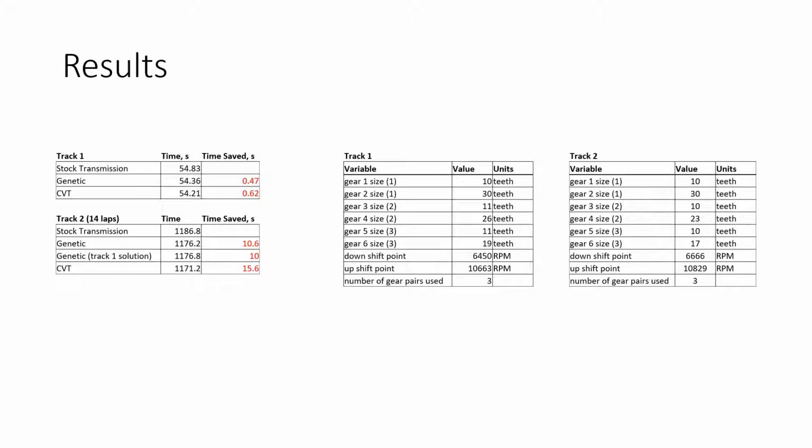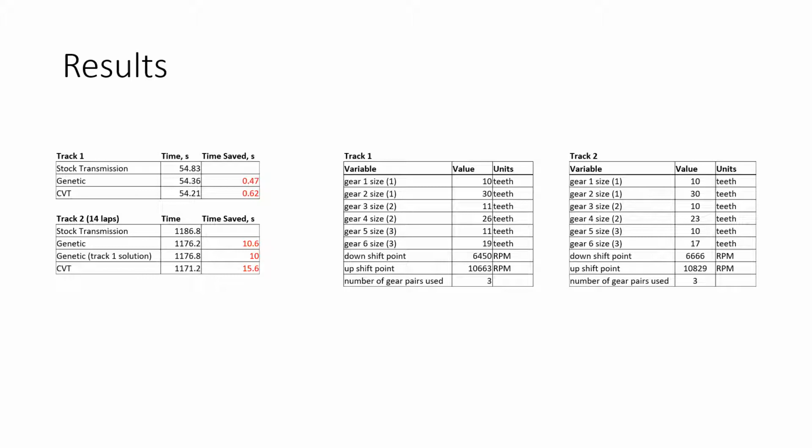The results show that on the first racetrack that I optimized on, almost half a second was saved by using the genetically sized gears instead of the stock gears, but it was beaten by the CVT transmission by about a tenth of a second. This might not seem like much, but in real life, the difference between first and second place for this event was only 0.2 seconds.